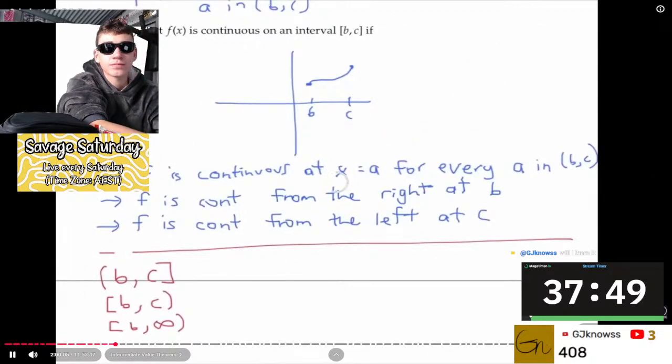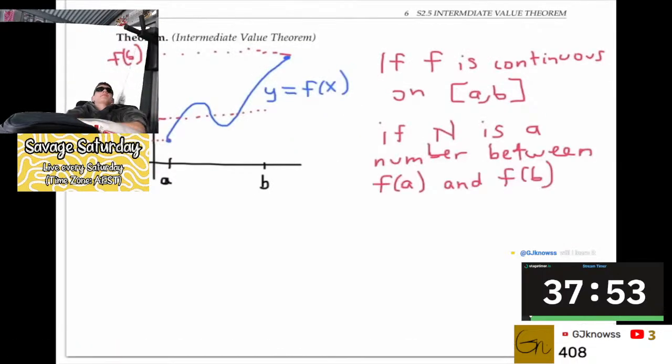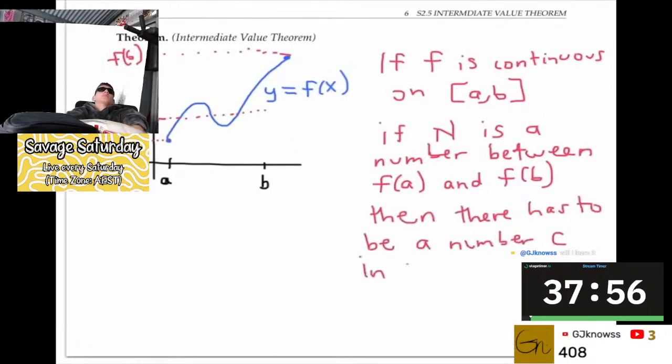If n is a number between f of a and f of b, then there has to be a number c in the interval (a, b) such that f of c equals n. In our example, there are 3 such possible values for c. It could be right here, since f of that number equals n, or it could be here or here. I'll just mark the middle one.